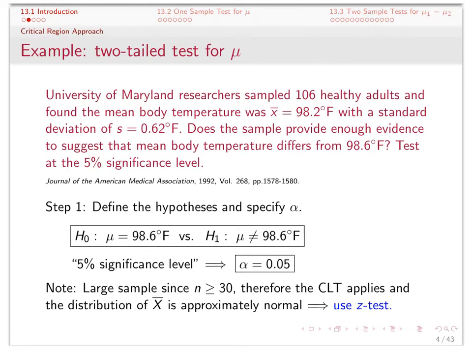Since the claim is made about the population mean, the sample statistic most relevant to this test is the sample mean, which states that x bar is 98.2 degrees Fahrenheit. As a result, we're really interested in looking at the distribution of x bar, and since our sample size is large, greater than or equal to 30, the central limit theorem applies. Therefore, we know that x bar has a distribution which is approximately normal. In other words, when we compute our test statistic, we'll be computing a z-score. As such, that tells us that we're going to be performing a z-test procedure.